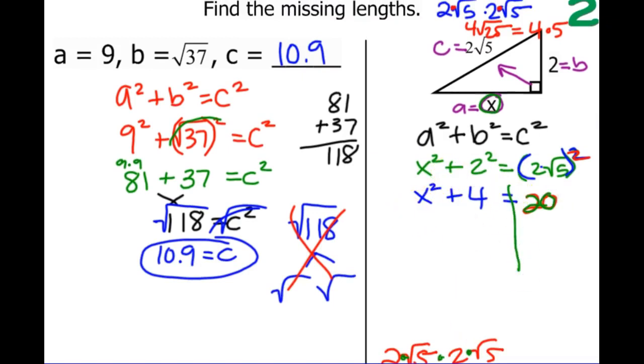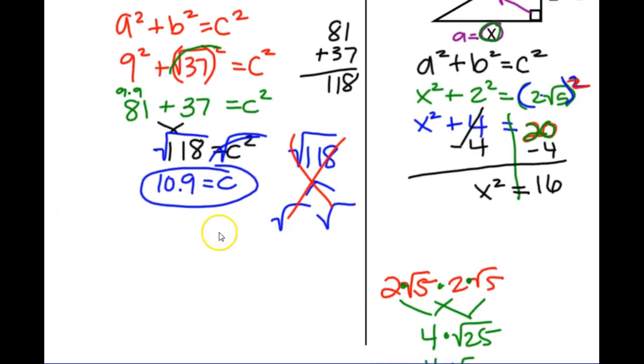And we need to get x squared all by itself so we can get x by itself. So I'm going to subtract 4. We have x squared equal to 20 minus 4, which is 16. And then our last step, to undo a square, we need to take the square root. They undo each other, they're opposites. And that leaves us with x equals the square root of 16, which hopefully you know this one, which is 4.